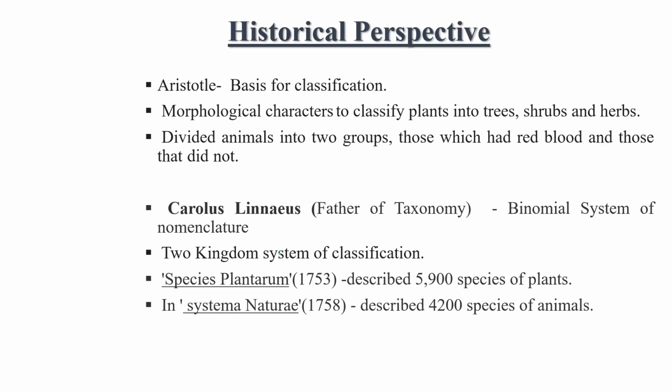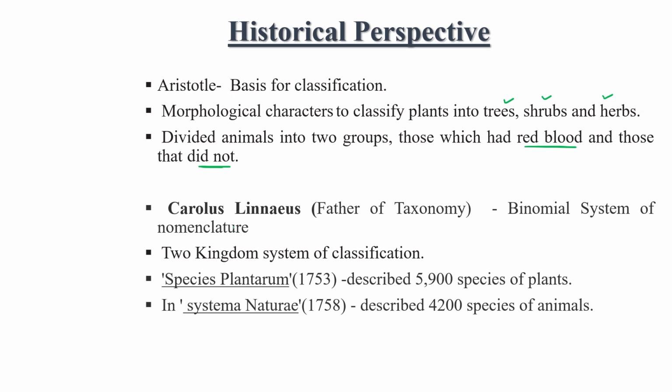According to the historical perspective, initially Aristotle classified plants and animals into two broad categories. Plants, according to their size and shape, he categorized into tree, shrub and herb. Animals he categorized into two categories on the basis of the presence of RBC, which means red blood. Those having red blood he grouped into one category, and those animals which didn't have RBC or red blood, he categorized into another category.